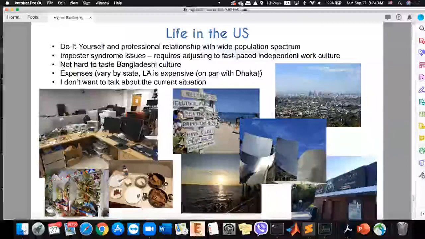And before coming, try to get a driver's license if possible, because the US runs on cars and you will need it.